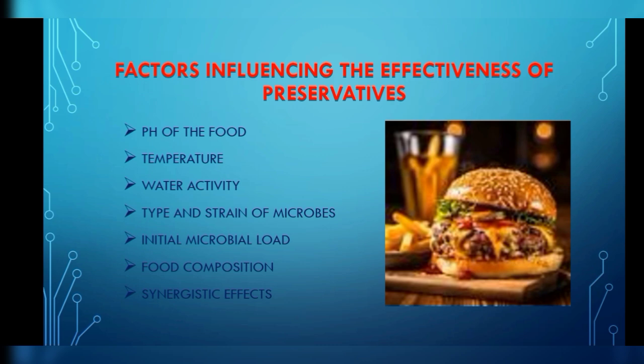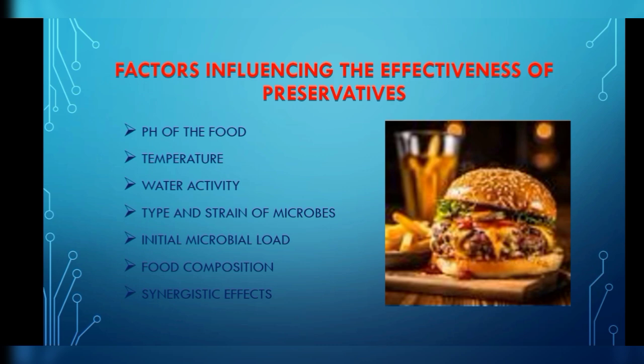Next is water activity. Microbes require water for growth. Reducing the water activity by drying or salting increases preservative efficiency. Then type and strain of microbes. Spoilage and pathogenic microbes vary in resistance. For example, gram-negative bacteria are generally more resistant to organic acids than gram-positive bacteria.